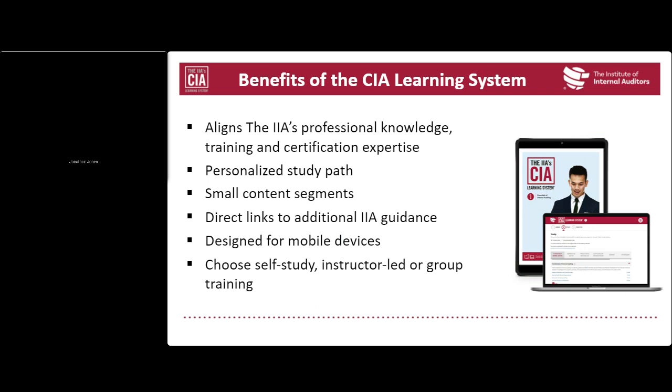The IIA CIA learning system is going to provide you with a personalized study experience. You can follow an individualized study plan that you get from the assessment tool in the learning system. It's going to prioritize the content based on your personal knowledge gaps that are identified in your pretest. Or you can start with the CIA exam syllabus and go right through section by section, topic by topic. One of the unique features of the IIA's learning system is that it allows you to prioritize the content based on your weaker areas. It also has micro-learning segments.